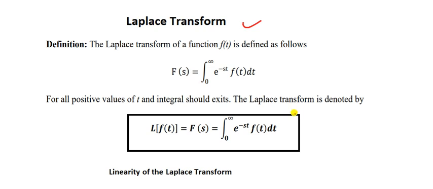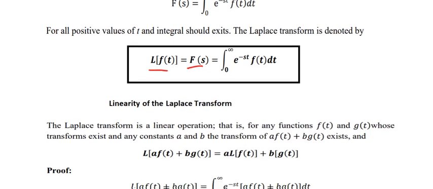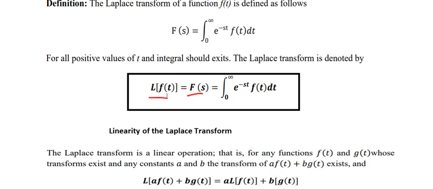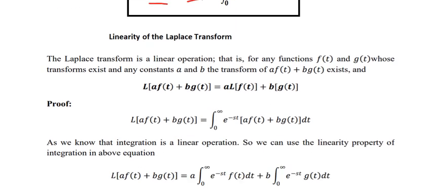The Laplace transform is represented as F of s. F of s is the Laplace transform of this function f of t. We have the function of t, and its Laplace transform L of f of t is also represented by F of s, and it is given by the integral from 0 to infinity of e to the power minus st f of t dt. This is the basic fundamental formula for finding the Laplace transform of any function.